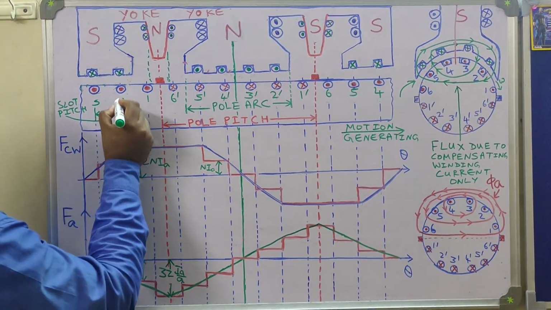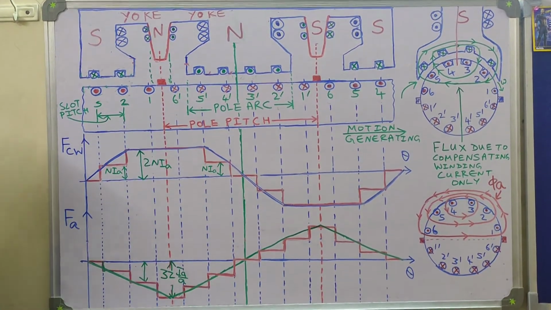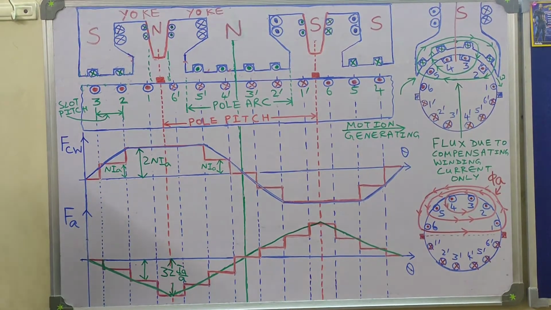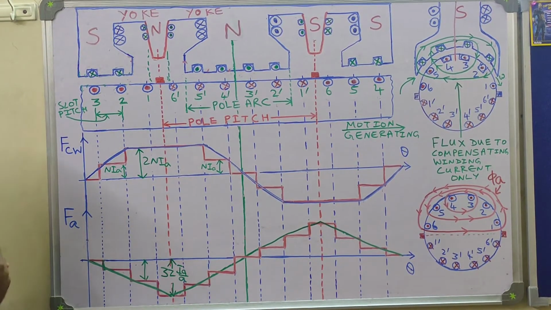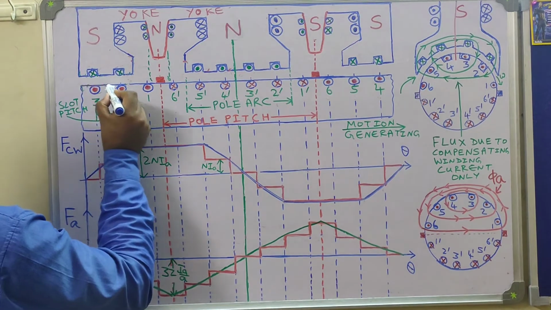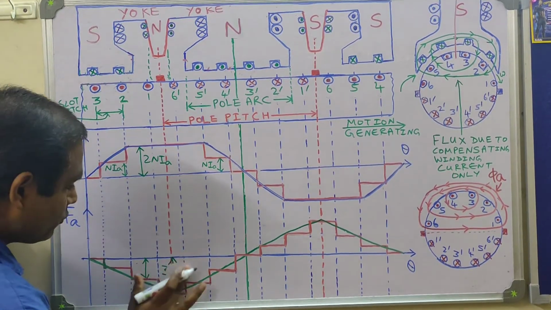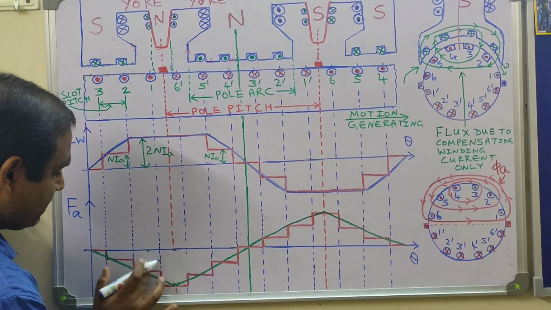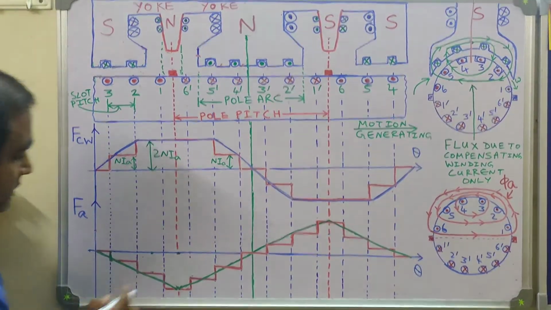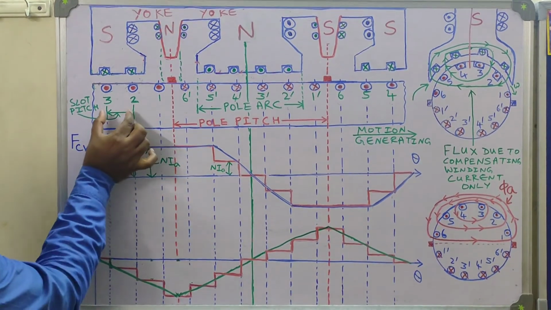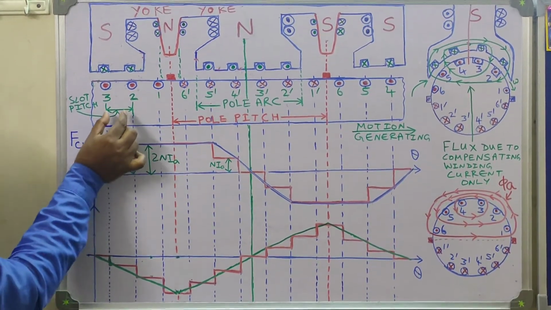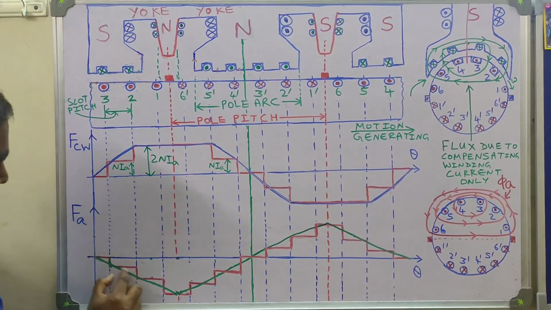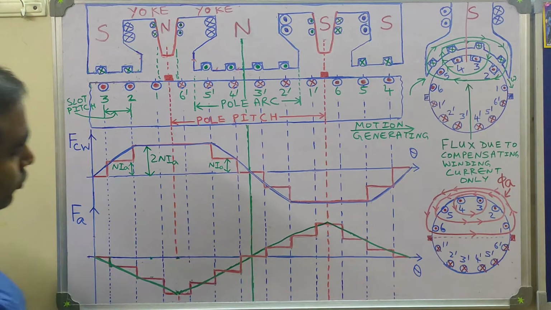Here it is again repeated. We will find that the MMF variation is triangular for armature conductors. Let me indicate it here. Again we can apply the same approximation, that the slot pitch is very narrow, so this thing will be very narrow, and you can approximate it by a smooth triangular waveform like this.